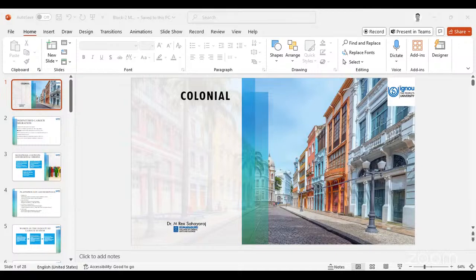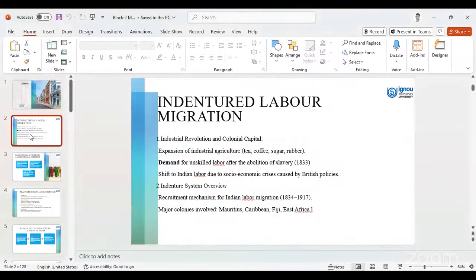So that is the indentured labor migration. That is the main term that we are going to learn today. So what is indentured labor migration?